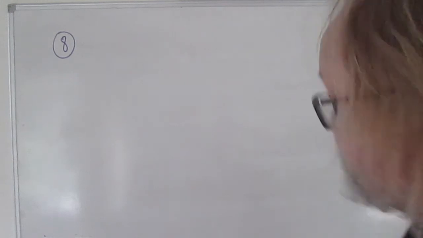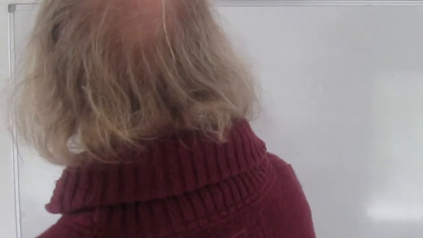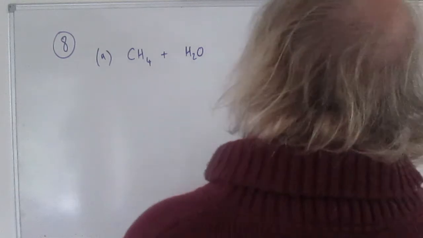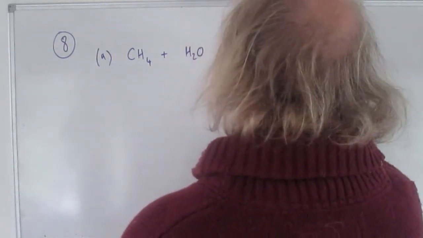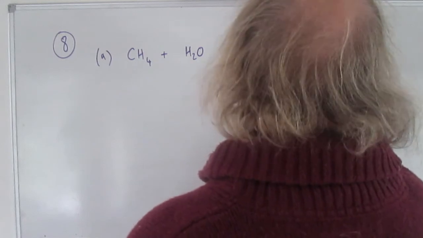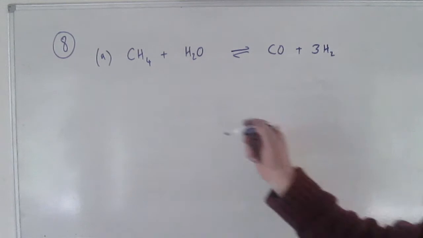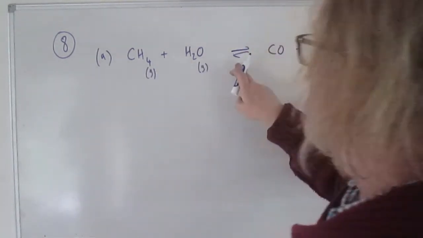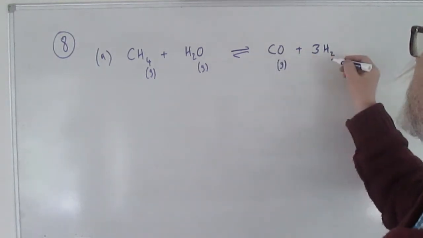Okay, question 8 is asking us about this quite important reaction, which is called steam reforming of methane, and that's the reaction. So methane plus steam gives you this equilibrium reaction. Okay, so it's a reversible reaction to give you carbon monoxide and hydrogen.